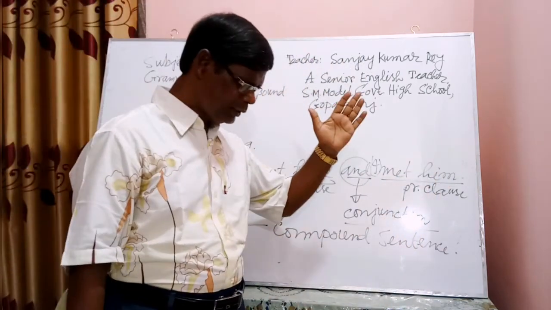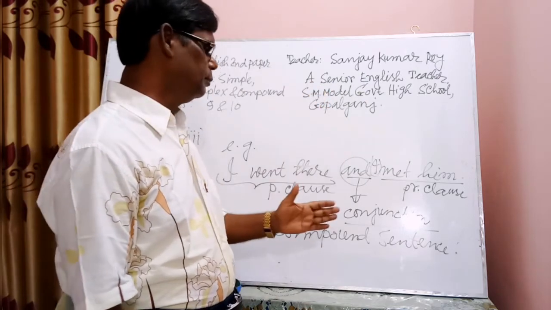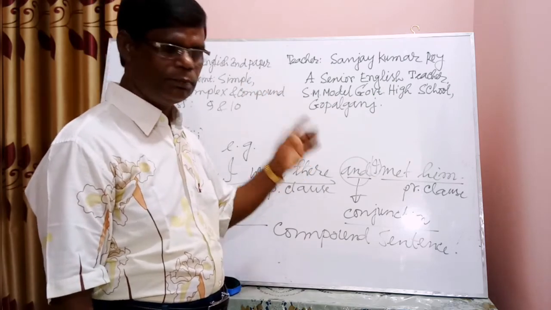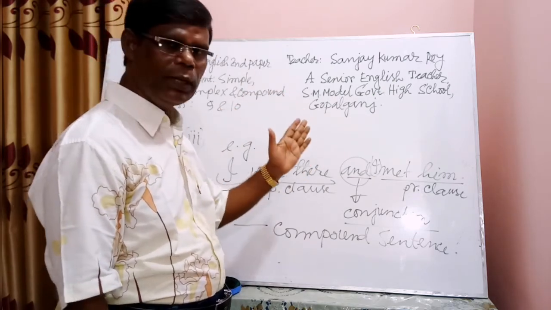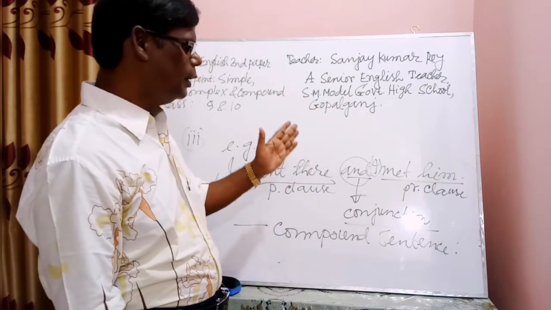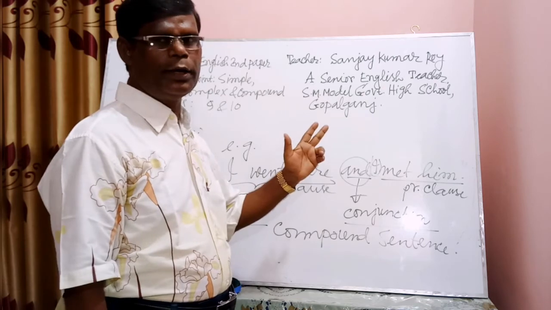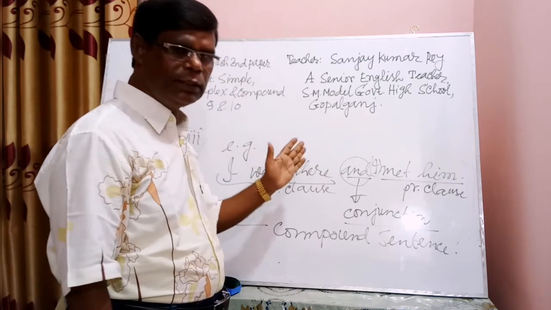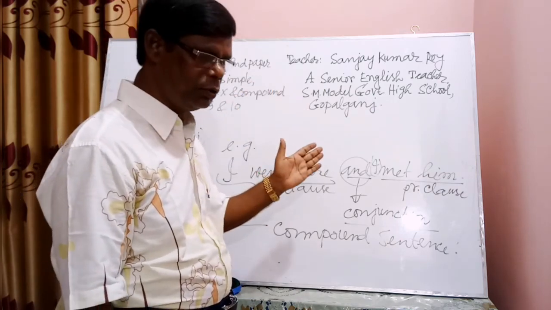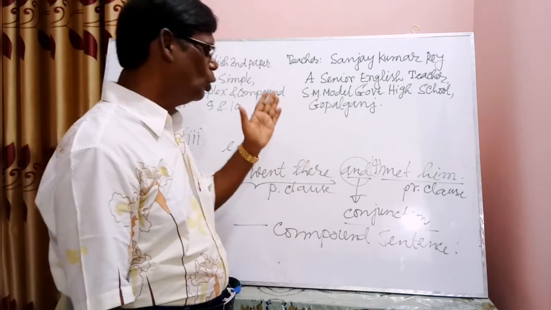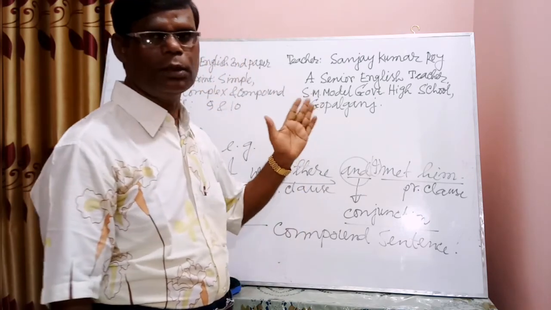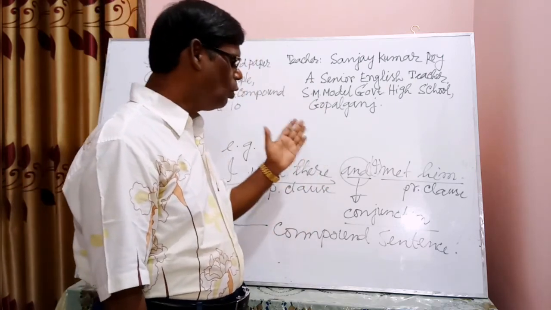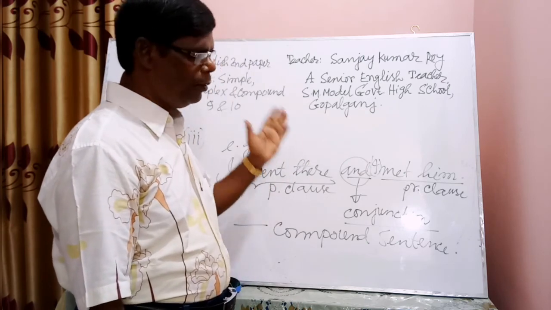So from this discussion we can see that a simple sentence contains only one finite verb, but the other two kinds, that is complex and compound sentences, contain minimum two finite verbs or more. A complex sentence contains a subordinate clause, but the other sentences don't contain a subordinate clause. Okay, this is all about simple, complex and compound.